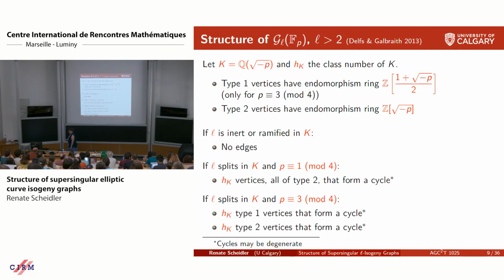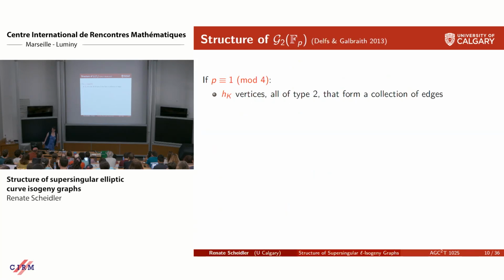And in the other case, when L splits and P is 3 mod 4, it's just 2 cycles. They both have the same length. One is only type 1 vertices, the other is only type 2 vertices. So it's not so interesting. It's either a bunch of isolated vertices or 1 cycle or 2 cycles of the same length. Now for L equals 2, things get a lot more interesting.